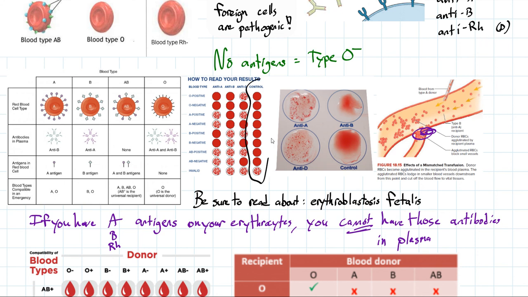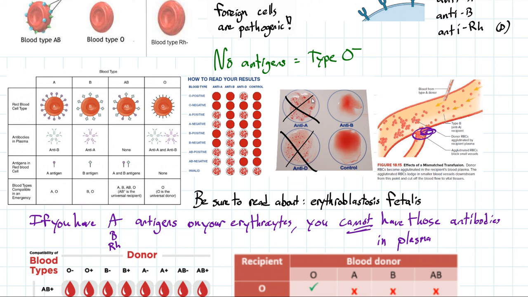And the control is just adding water to make sure that you don't have anything otherwise wrong with your setup. If you have an Rh antigen on your blood cell and you add an anti-Rh antibody, you're going to get clotting or clumping or agglutination, which shows up as little clusters of blood and the rest is kind of watery. If you don't have a match between antigen and antibody, then you just get something that looks like blood. So what we want to avoid is agglutination when we have blood donors.